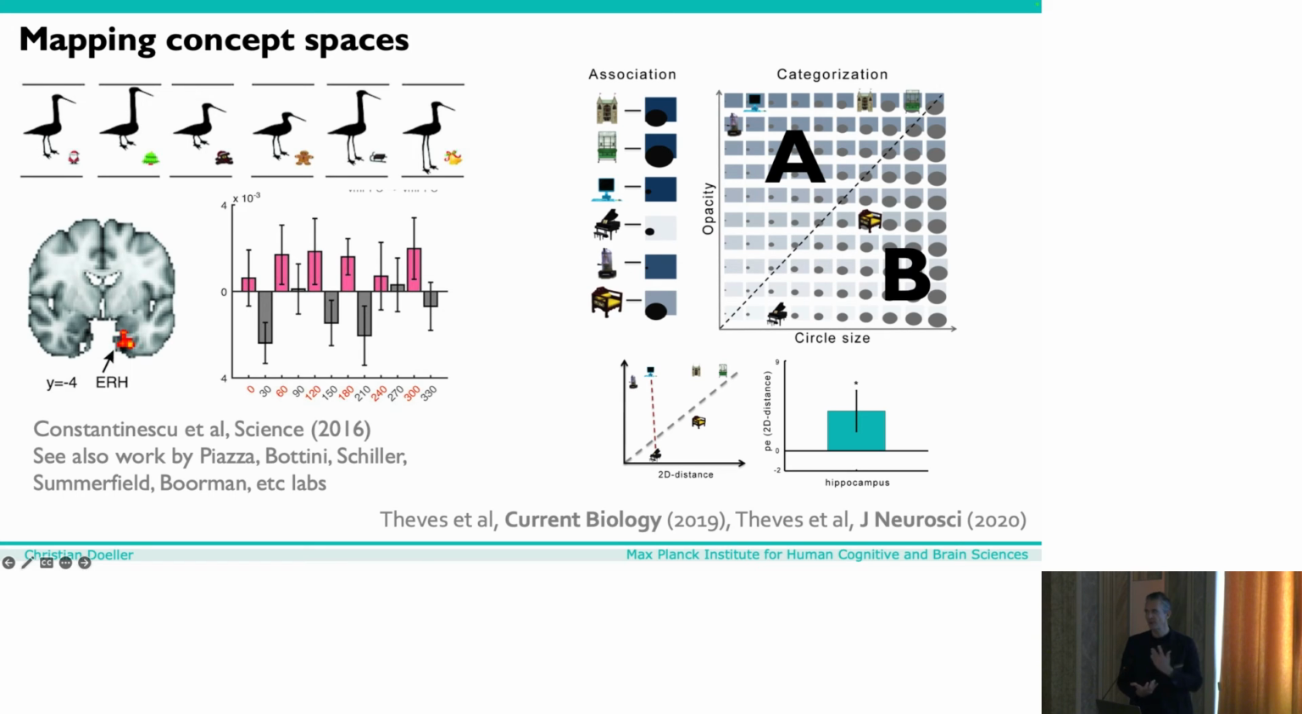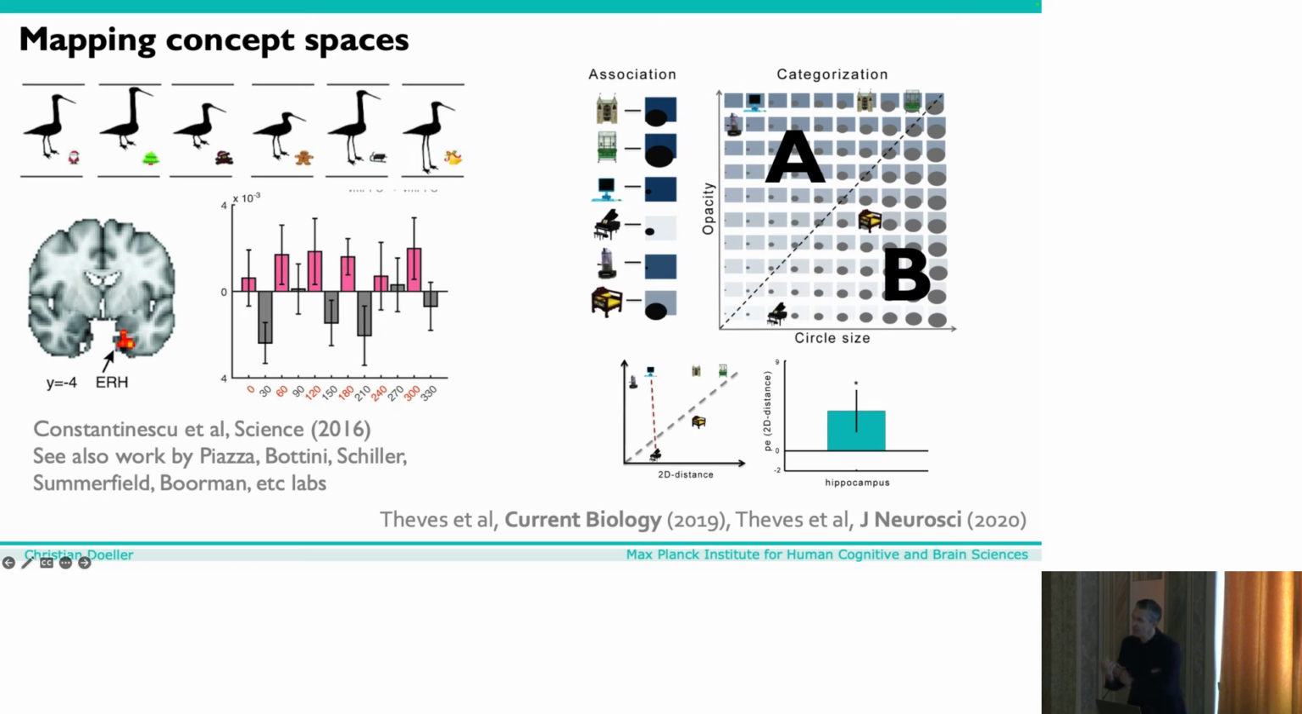In one study by Stephanie, we looked at your questions in a little more detail. So we used a three-dimensional feature space, but at any given time, only two dimensions were task relevant for that categorization performance. And what we see is that the hippocampus signal is adjusted to only those two dimensions which were task relevant.